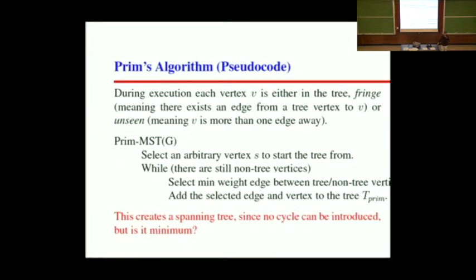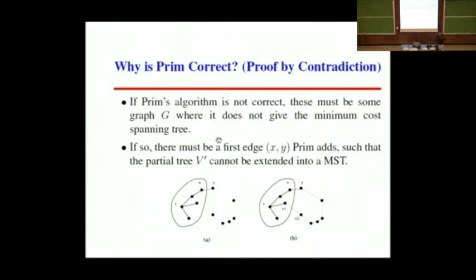And last time I went through and argued, I hope convincingly, that Prim's algorithm gives you a minimum spanning tree, not just a spanning tree, but the absolute minimum one. Any questions about that? Any questions about the proof that Prim's algorithm was correct? Does everybody kind of remember this idea?